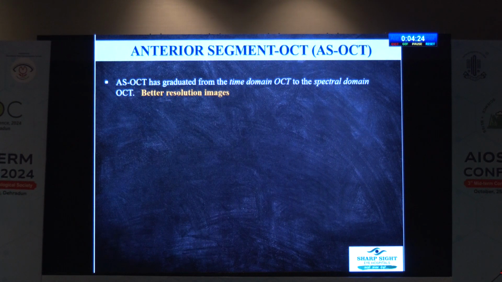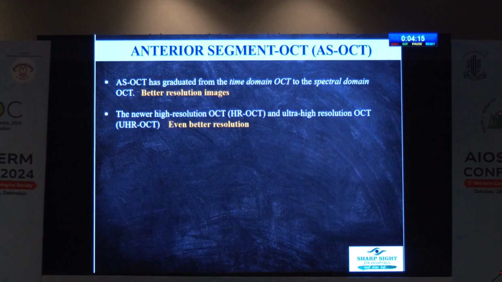So anterior segment OCT has evolved from a time domain OCT to a spectral domain OCT. When I was in my JRship, we mostly had time domain OCTs, and now everywhere we have much better generations of OCT. So what did this do? This led to better resolution of images, which was very important for imaging surface tumors.